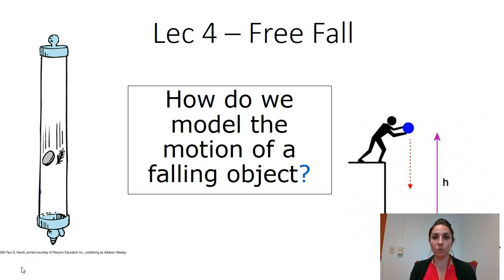So as always, we're always looking about how we model the motion of objects. So this is modeling falling objects specifically. So just kind of think to yourself, what kind of motion is an object falling? Is it moving at a constant speed? Is it moving at a changing speed? Is it moving at a constant acceleration? Or is that acceleration changing? So these are some ideas I want you to think about as we start the video.